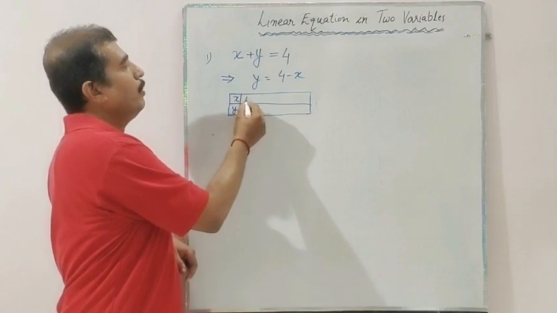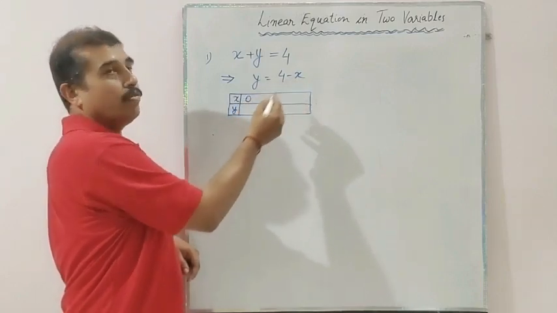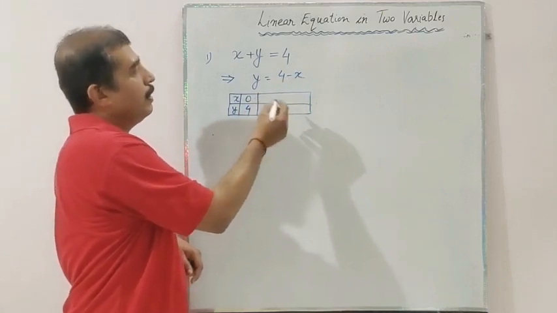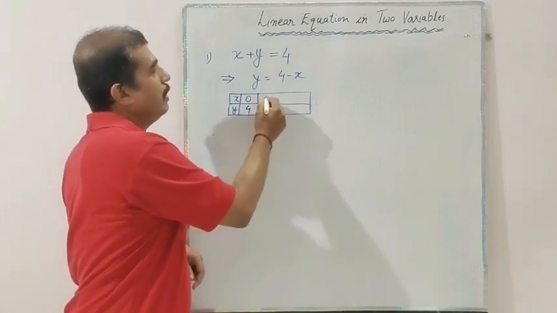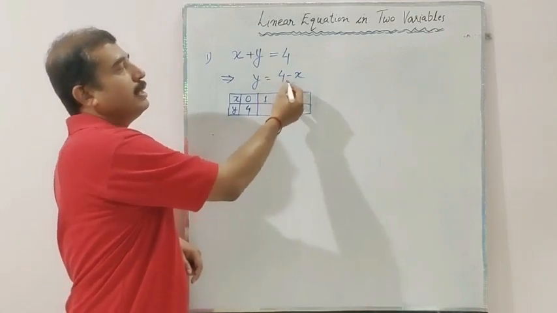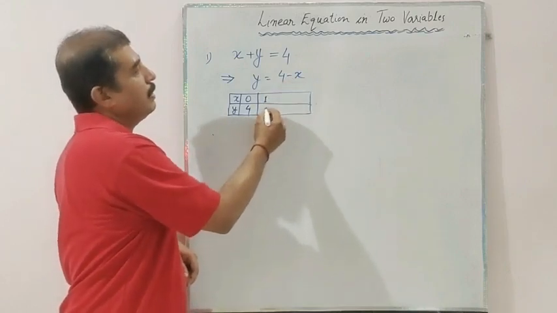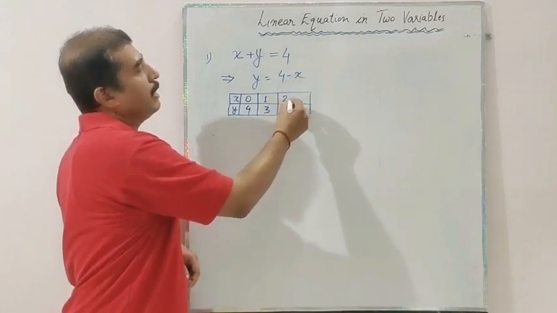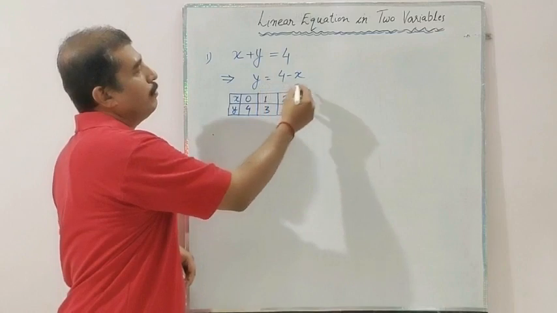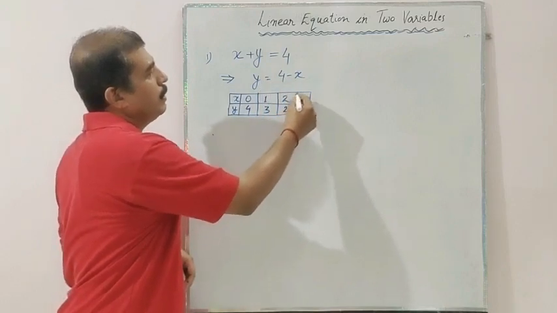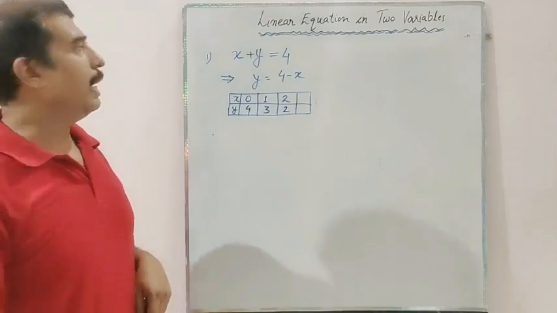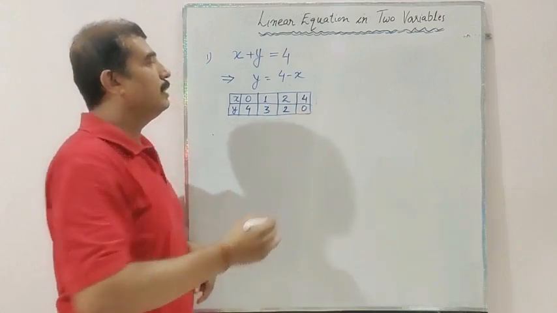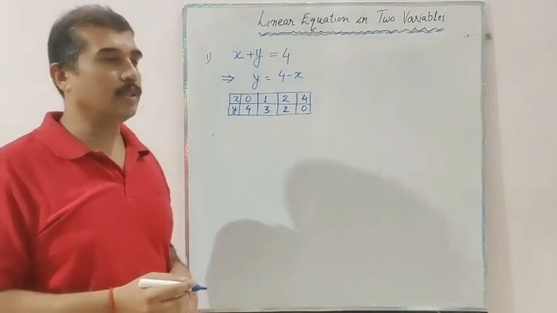If I put x as 0, the value of y I get is 4 minus 0, which will be 4. If I put the value of x as 1, y is equal to 4 minus 1, that will be equal to 3. I put x as 2, I get the value of y as 2. Another value, I put x as 4, so that I get the value of y as 0. This is the way we find out the solution.